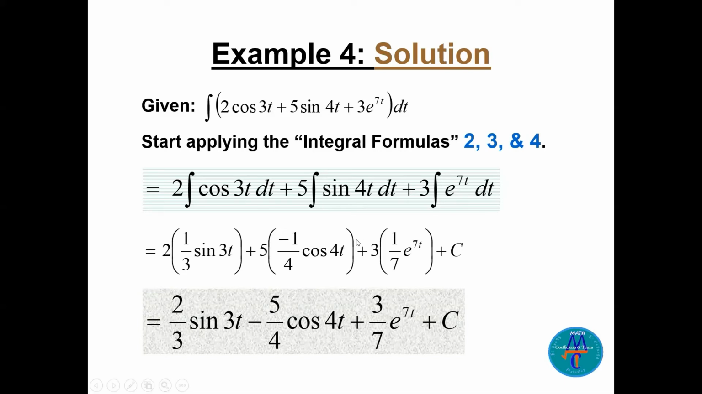We call it constant of integration. So this will be the final answer. 2 over 3 sine of 3t minus 5 over 4 cosine of 4t plus 3 over 7 e to the power 7t plus capital C. Now, if you differentiate all this big guy here, you will get the function inside.